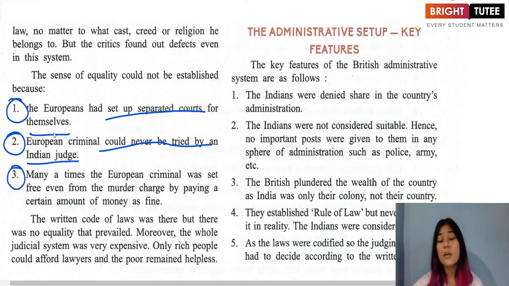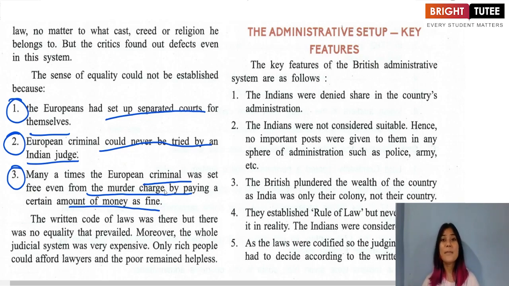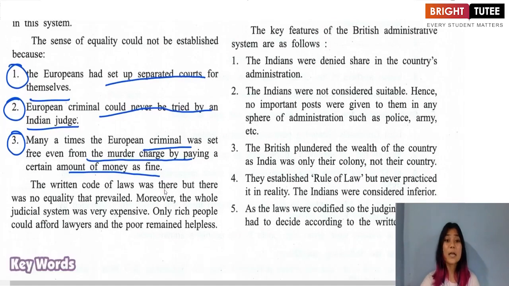The third drawback. Many a times the European criminal was set free even from a murder charge by paying a certain amount of money as fine. So many times the European people who were arrested for a crime, who were punished and put to jail, were forgiven on payment of a certain amount of fine and made to go free. So this was a very unfair means that was practiced by the British government or the East India Company. Okay.